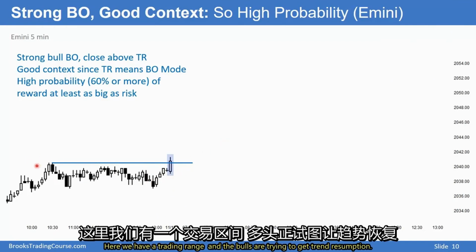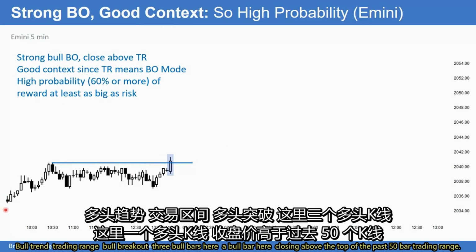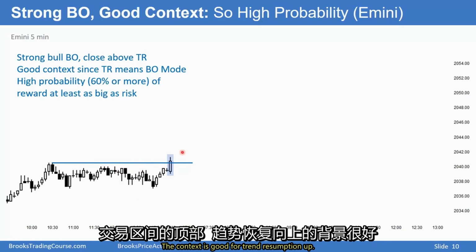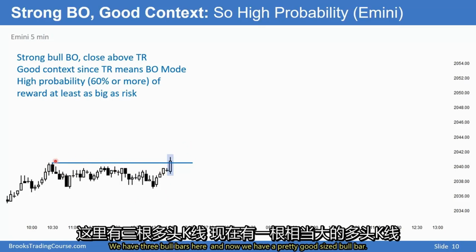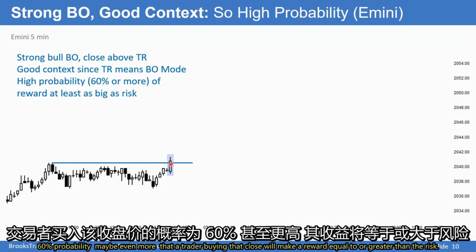Here we have a trading range, and the bulls are trying to get trend resumption. Bull trend, trading range, bull breakout. 3 bull bars here, a bull bar here, closing above the top of the past 50-bar trading range. The context is good for trend resumption up. The market's in breakout mode. We have 3 bull bars here, and now we have a pretty good sized bull bar.